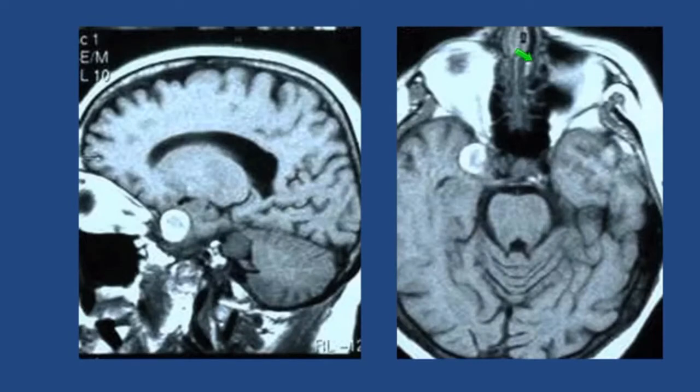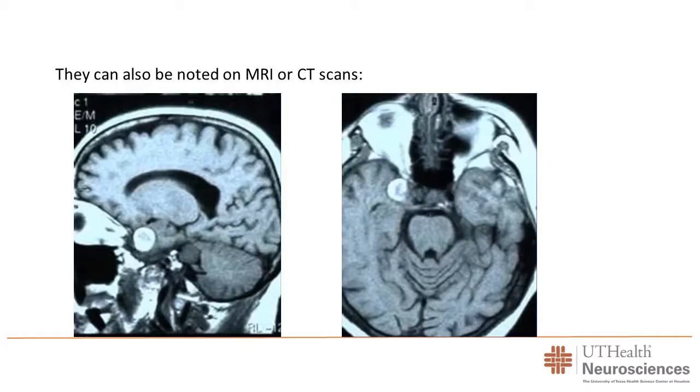And this is an aneurysm that you can see on a MRI scan. It's this bubble here. You can see the location right here. This is on two different images.